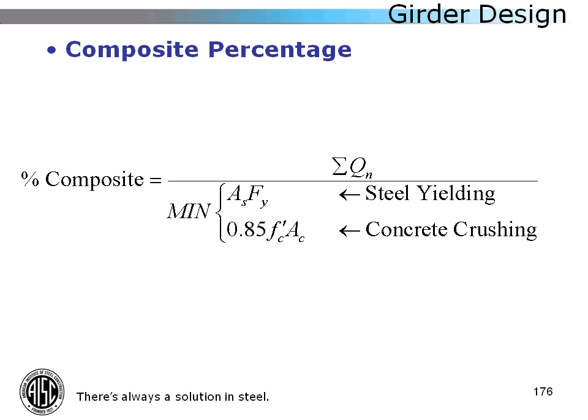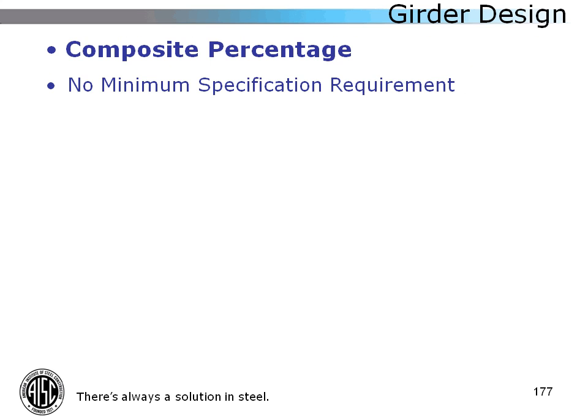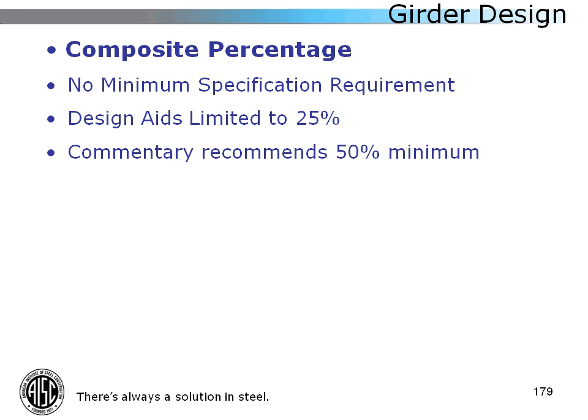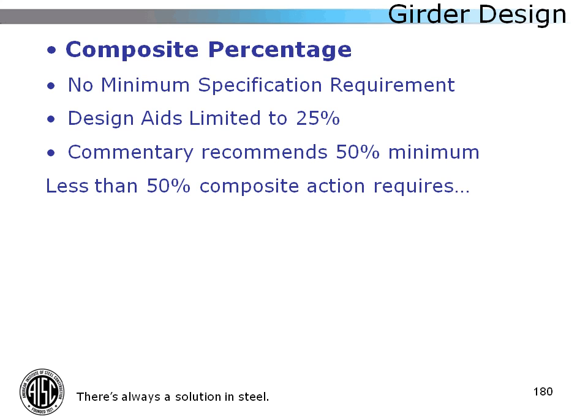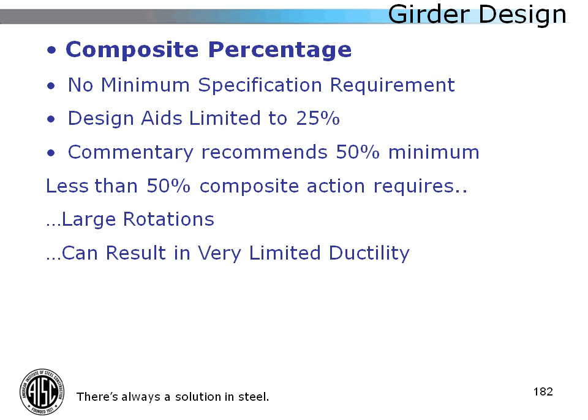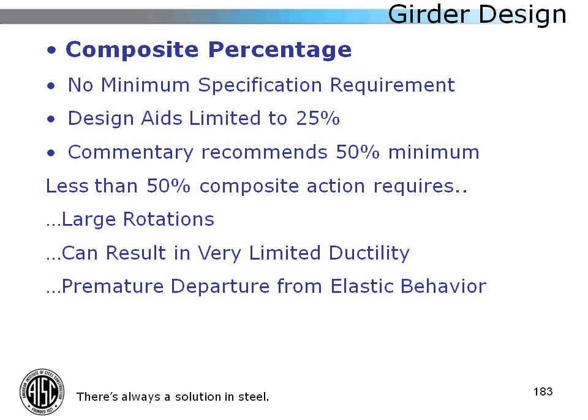The question comes up a good bit in the Steel Solutions Center of how much less is okay? What's the minimum? The answer is there is no minimum within the actual specification. But most of the design aids and software that you'll see is limited to 25%. And the commentary actually recommends more like 50% as a minimum. In fact, there's a lot of what I call scary words within the commentary, where they say that less than 50% composite action requires large rotations and can result in very limited ductility and, probably the scariest, premature departure from elastic behavior. There are a lot of beams out there with 25% composite action. They work fine. But if you have your choice in new construction, I would highly recommend you go with more like 40% as a minimum.